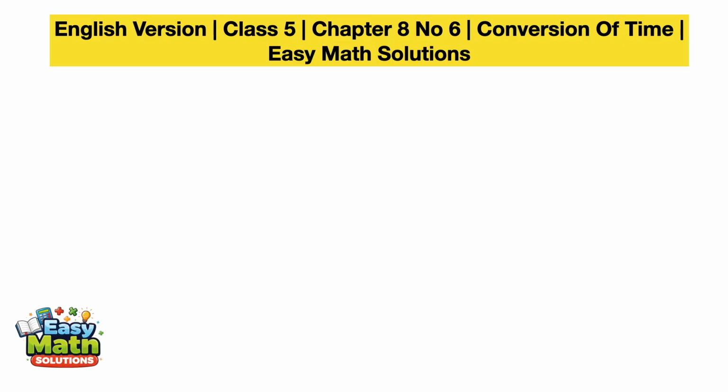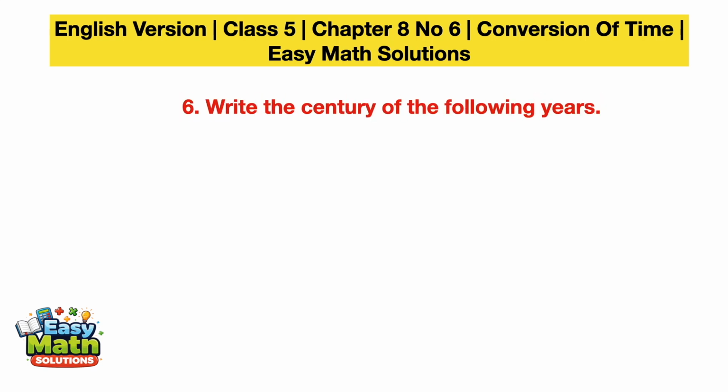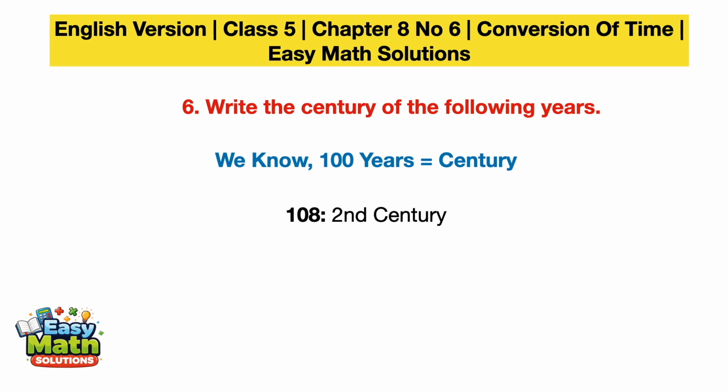English version, Mathematics, Class 5, Chapter 8, Conversion of Time, number 6. Write the century of the following years. Century. Then we know that 100 years equal 1 century. Then 108 will be the second century, plus 100, first century, and 108 goes to the second century.